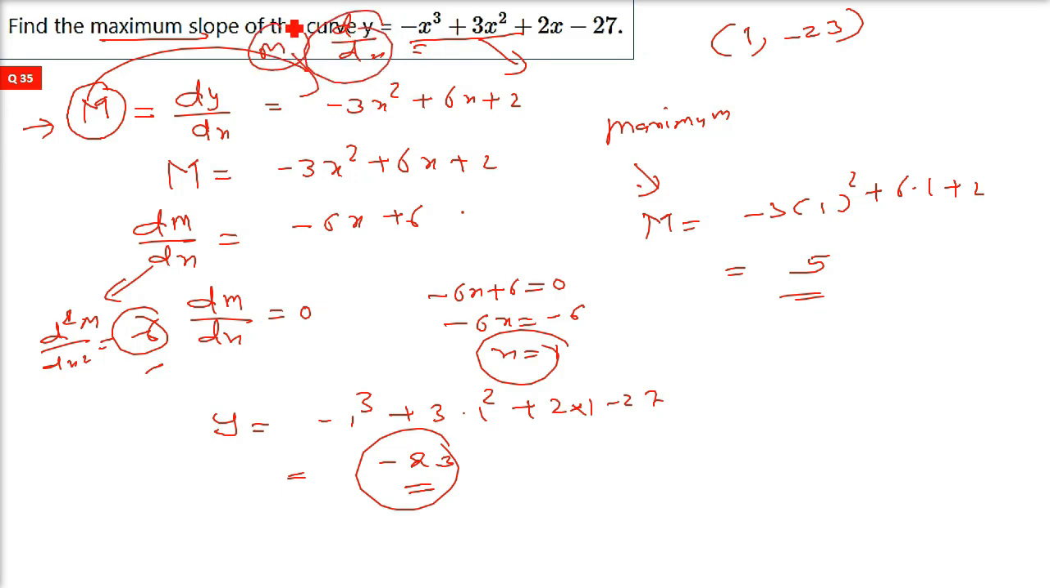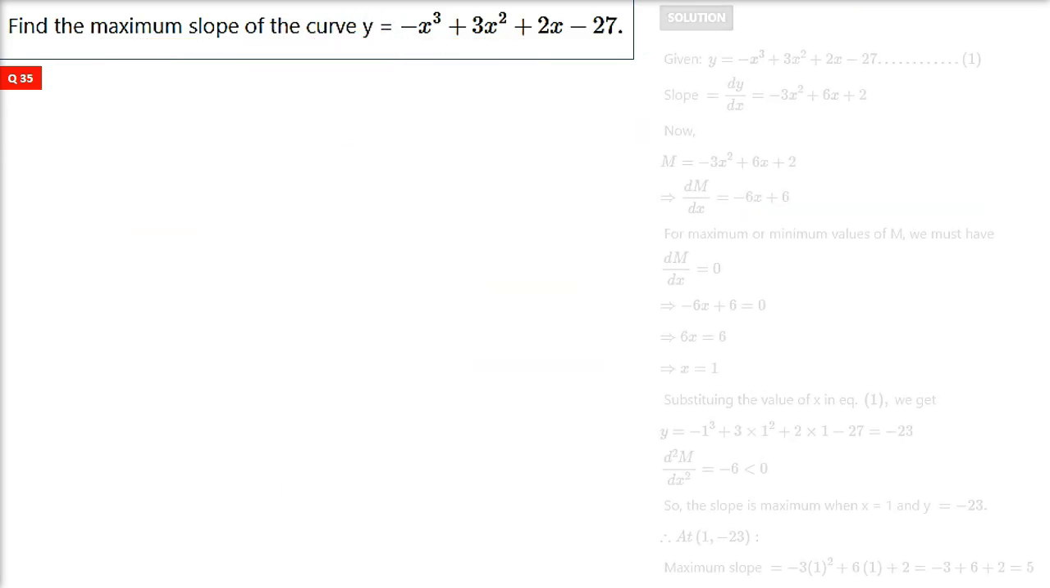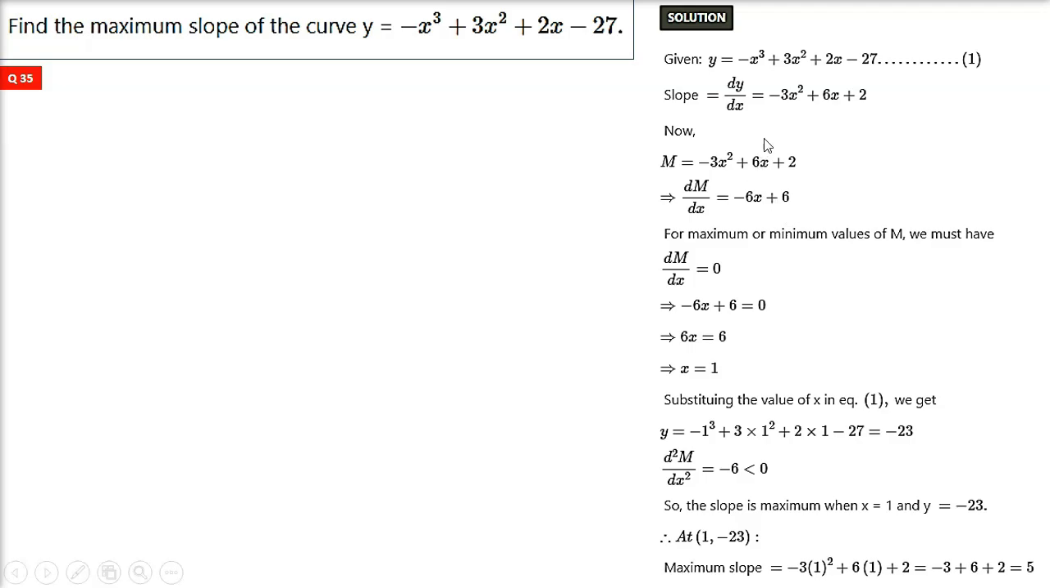The only thing which you will learn from this is there are 2 steps sometimes you need to follow. And all other things remain the same. Just differentiate the equation and start with the negative 3x square plus 6x plus 2.